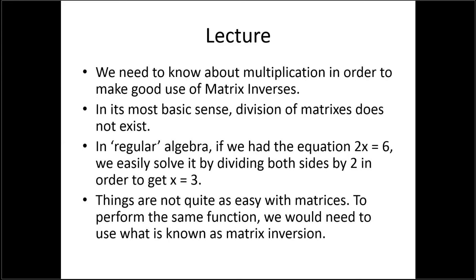If you're solving the algebraic equation 2x equals 6 and you want to solve that for x, it's a pretty simple process. You divide both sides by 2, you get an answer of x equals 3. With matrices, it just does not quite work that way. Instead of dividing by something to solve for a matrix, you have to multiply by the inverse.